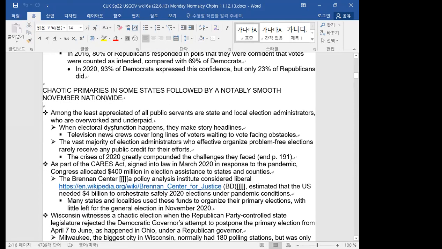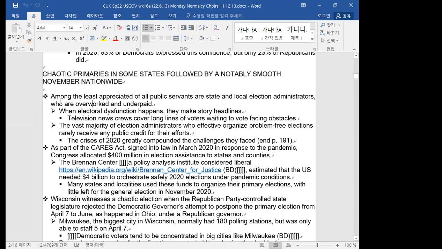Of course, the states did a decent job in organizing the election. There was chaos in some primary elections in the spring, but in responding to COVID-19, among the least appreciated of all public servants are state and local election administrators who are overworked and underpaid. Typically, they're volunteers. A lot of them are. When electoral dysfunction happens, they make story headlines. But carrying out this vast process of elections, when it works, it doesn't get headlines because we just take it for granted. But when the mistakes happen, that's when the media pounces.